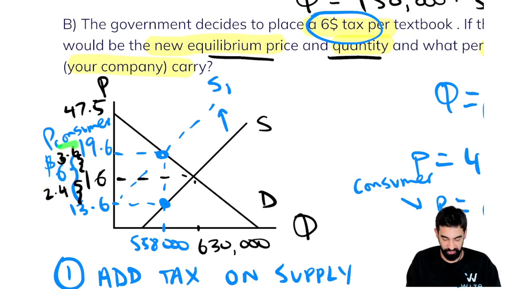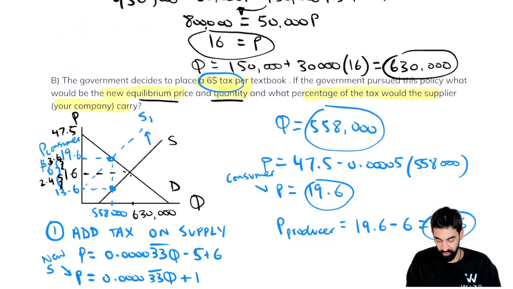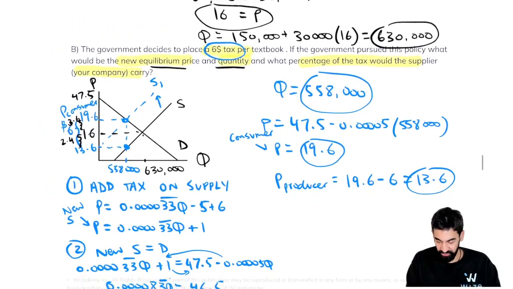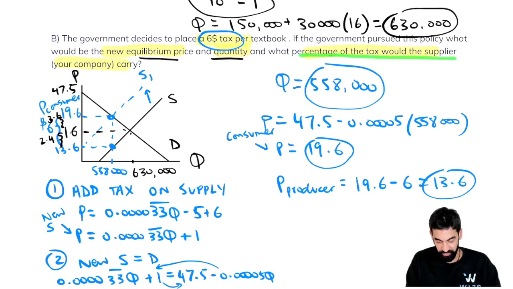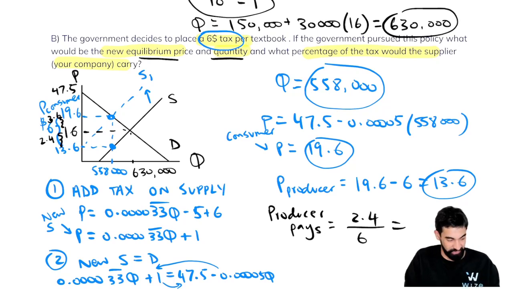So that means out of the 6, 3.6 is being paid by the consumer, 2.4 is being paid by the producer. So that will help you answer this part of the question. What percentage of the tax would the supplier carry? Meaning, would the supplier pay? So you could say out of the $6 tax, the producer is paying 2.4. They're receiving 2.4 less. That's the percentage. And this would give you 0.4, which means 40%.